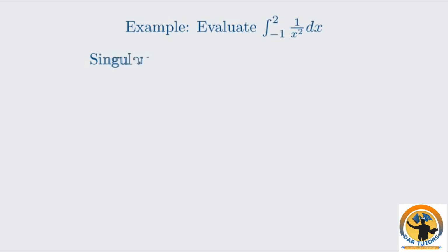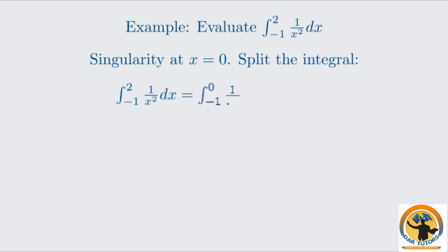What if the singularity is in the middle of the interval? For example, the integral from -1 to 2 of 1 over x squared dx. The singularity is at x equals 0. We must split the integral into two parts, one on each side of the singularity. For the original integral to converge, both of these new integrals must converge. Let's evaluate the first one.